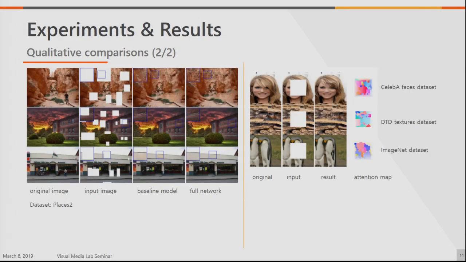And here they show some results where they compare their baseline model with the full network. So this is without contextual attention. This is with contextual attention. And so again, you can see that there are some improvements. And then here they show some different results for different data sets, so faces, textures, and then images. And also they show the attention maps.